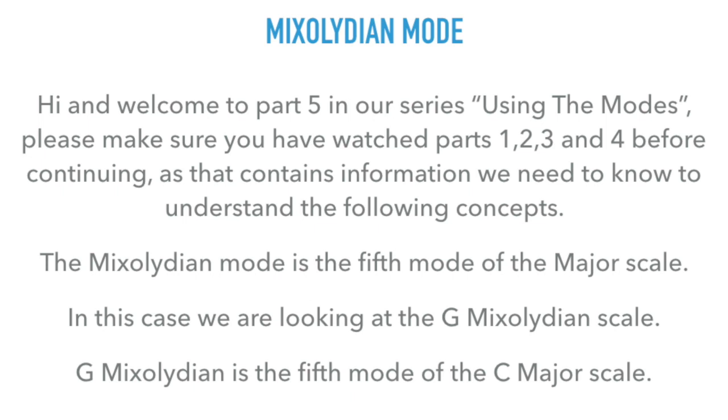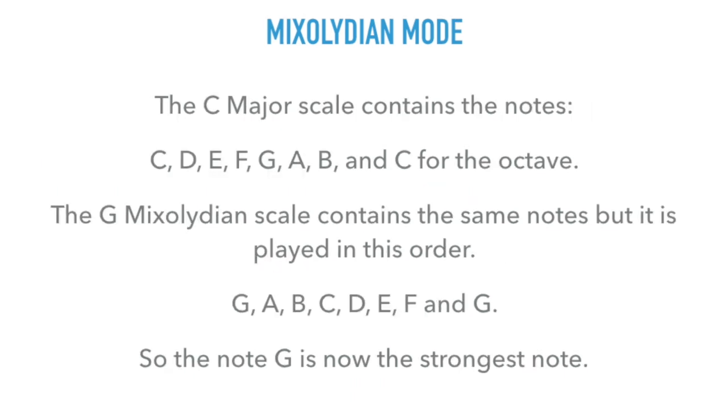The Mixolydian mode is the 5th mode of the major scale. In this case we are looking at the G Mixolydian scale. G Mixolydian is the 5th mode of the C major scale. The C major scale contains the notes C, D, E, F, G, A, B and C for the octave. The G Mixolydian scale contains the same notes, but it is played in this order: G, A, B, C, D, E, F and G. So the note G is now the strongest note.